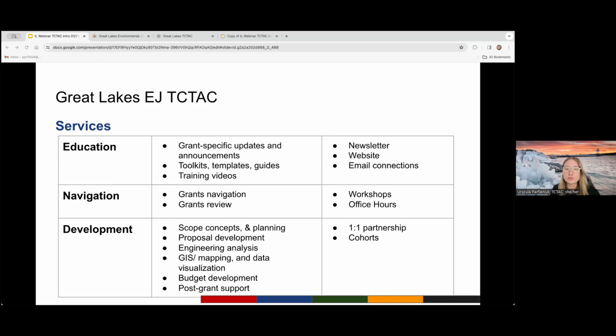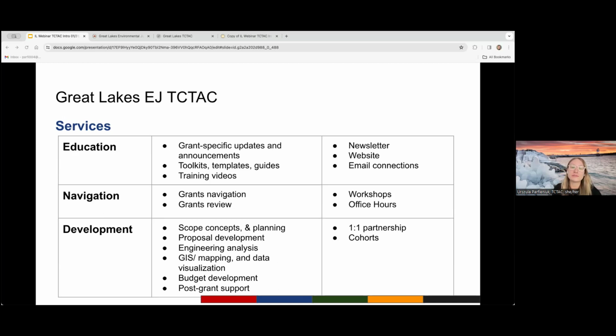Our second tier, which we call navigation, is more middle range in terms of connecting. So we might have a meeting with a group and then stay in touch more loosely through emails afterwards. So this might include providing support identifying grants for a project or offering a grant review. And what this means is that you have written a grant application and want to receive feedback so you can strengthen the application some more before you're ready to submit it.